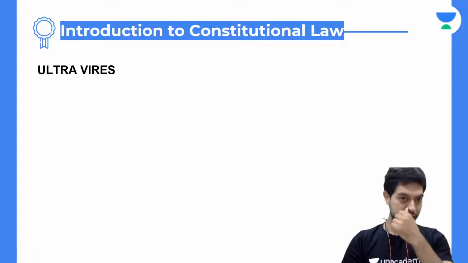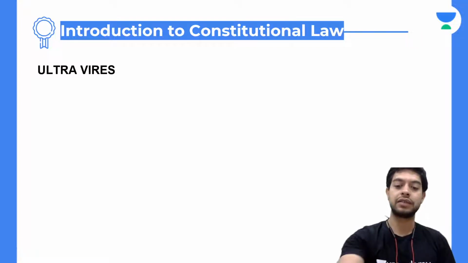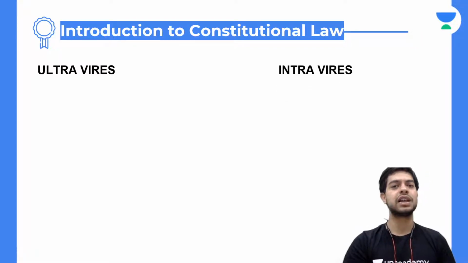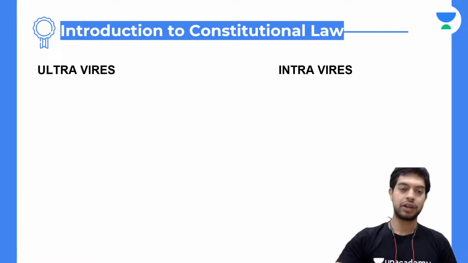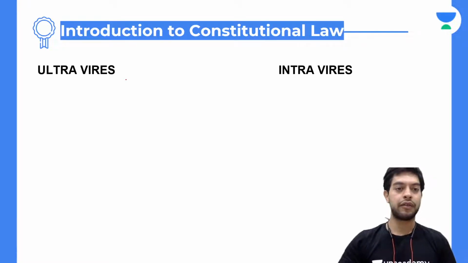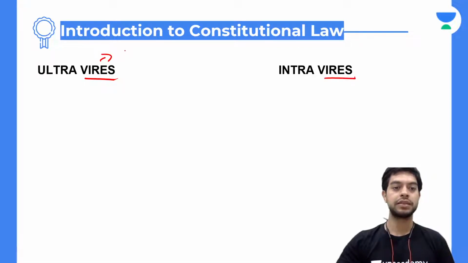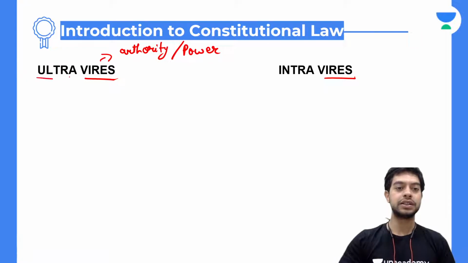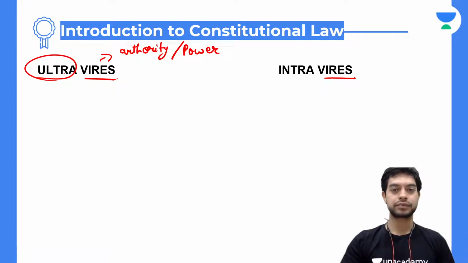So before proceeding, मुझे दो words बिल्कुल clear करने हैं. The first is ultra bias and another is intra bias. So what does ultra bias mean? Bias is a Latin word which means authority or power. Bias means authority or you may say power. What does ultra mean? Ultraviolet rays. साइंस में पढ़ी होंगी. Ultra means beyond.